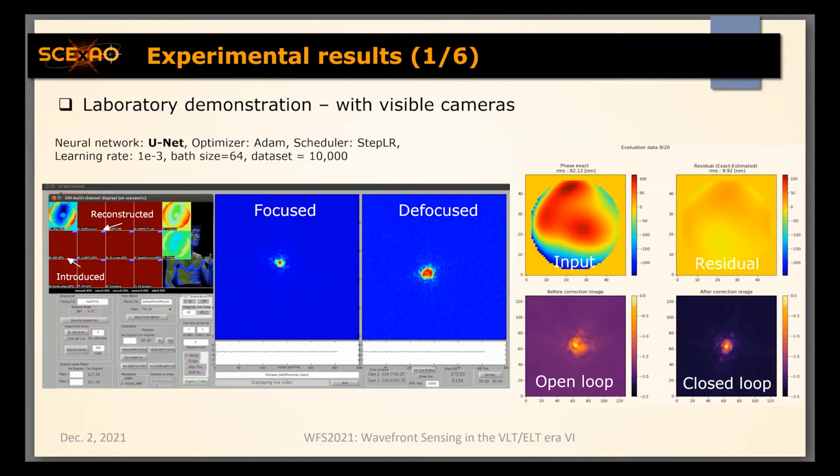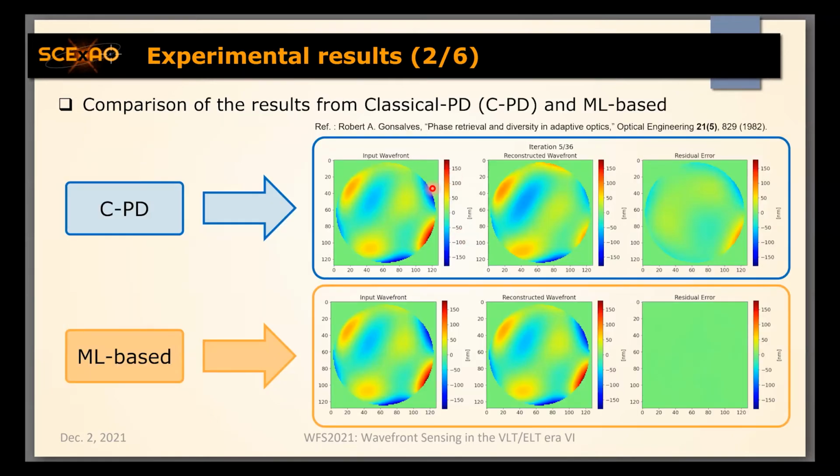Also, I compared this method with classical phase diversity. I cited Gonzalez's paper to implement the classical phase diversity algorithm. The upper figures show the result from the classical phase diversity. As I mentioned earlier, the classical phase diversity algorithm needs more than 30 iterations to find the solution. But the machine learning based method doesn't need any iterations, and also shows better correction performance.